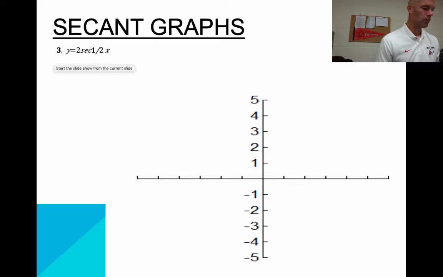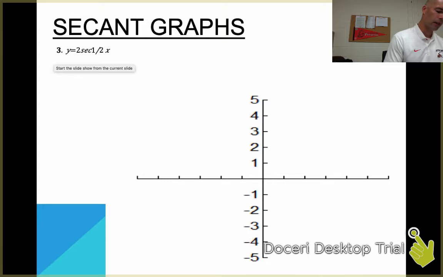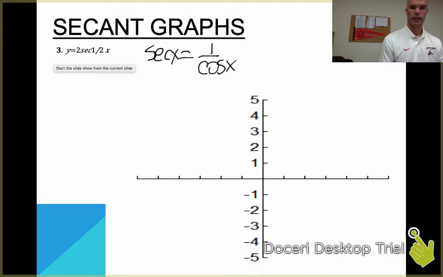Okay, take a look at our next one here. We're going to move on to secant. So remember, secant is the reciprocal of cosine. So if I were to write that out, if we had secant of x, that's going to be 1 over cosine of x. So just like I did before, what I'm going to do is sketch out the cosine graph, and then we're just going to flip that over.